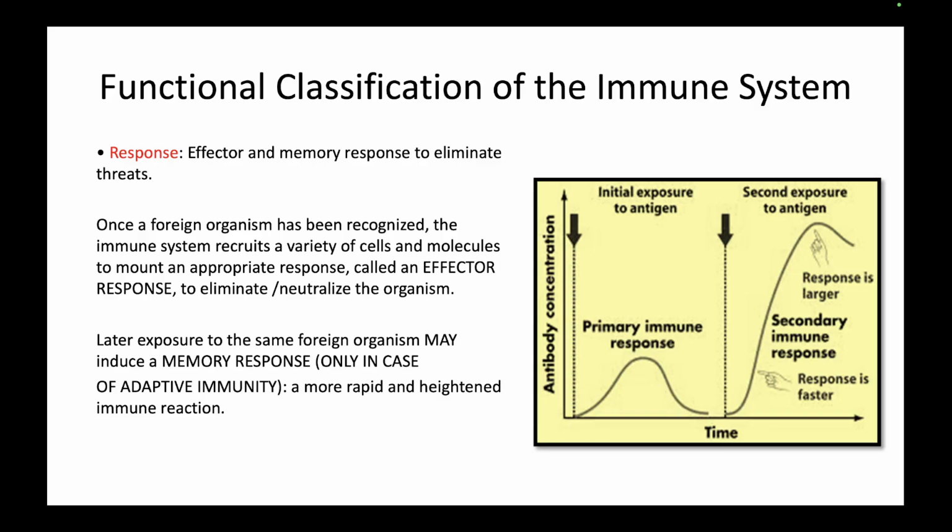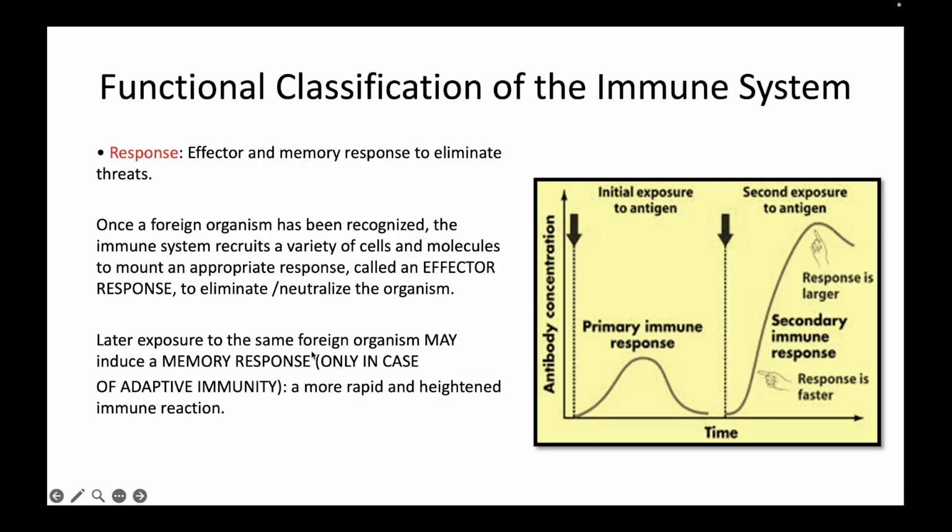Whenever there is a second exposure to this antigen, now you can see compared to this one, this is rather quick. Okay, this is quicker, and now you can see the antibody concentration is also very high in the secondary immune response. Okay, so the response is faster, the response is larger. It is also mentioned here that once a foreign organism has been recognized, the immune system recruits a variety of cells and molecules to mount an appropriate response called an effector response to eliminate or neutralize the organism.